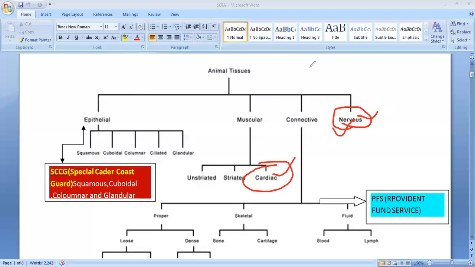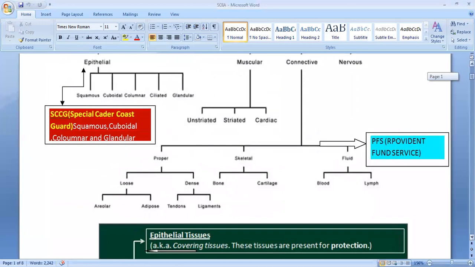Next is the connective tissue, which is very important. This connective tissue is divided into three different types. How do you learn them? Here I have given a trick: PFS, Provident Fund Service. P stands for proper connective tissue, F stands for fluid connective tissue, that is the blood, and S stands for skeletal connective tissue.